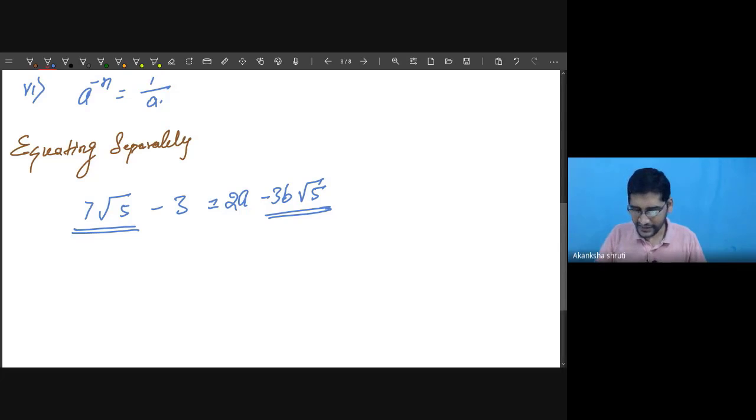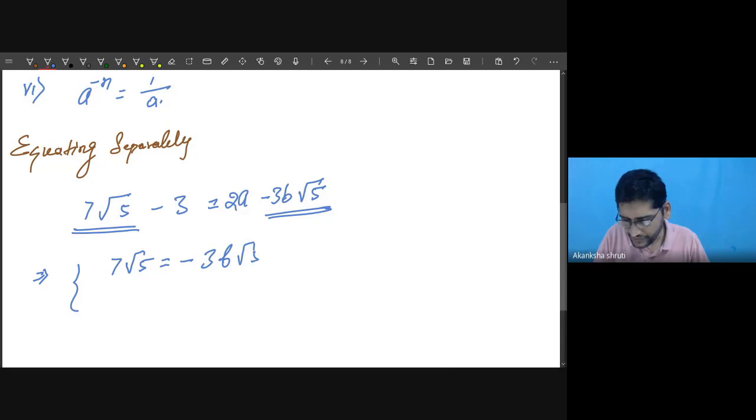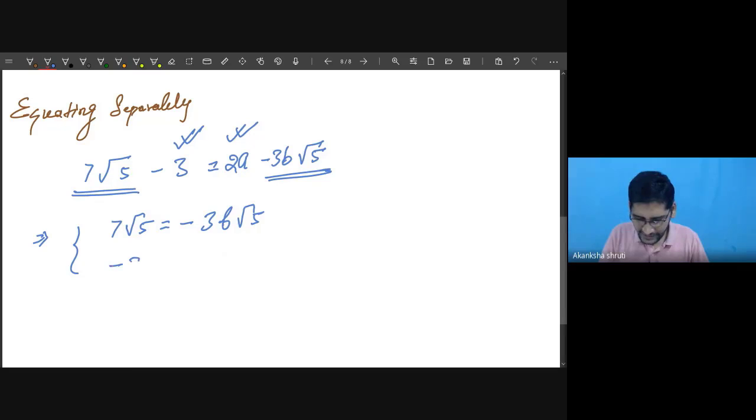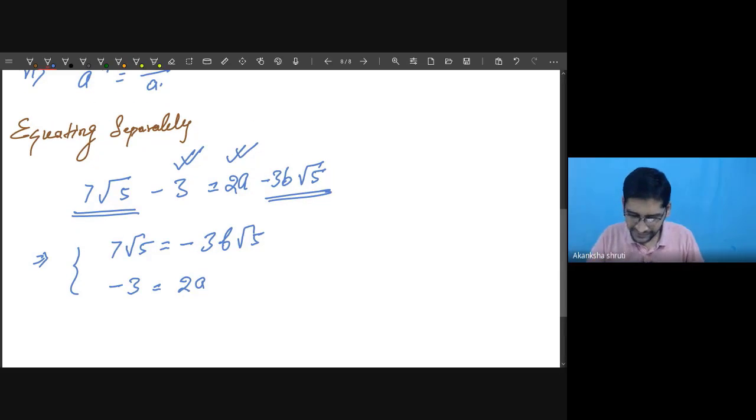So wherever they are containing the same root, this tells us these things. First, 7 root 5 should be equated with, student, the minus 3b root 5 we have on the right hand side. And the other one is that rational can be equated with rational. So rational: minus 3 is equal to 2a. From here we need to find a and b.